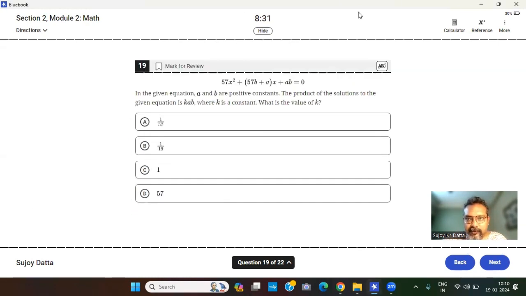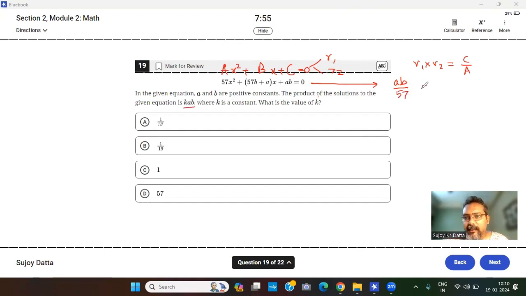Next, this equation has a and b as positive constants, the product of the solutions. So this is a quadratic equation. Let's not confuse with that. ax squared plus bx plus c. If the roots are R1, R2, product of the roots R1 times R2 is c over a, the constant over the a. So basically in this case, the product of the solutions would therefore be AB over 57.